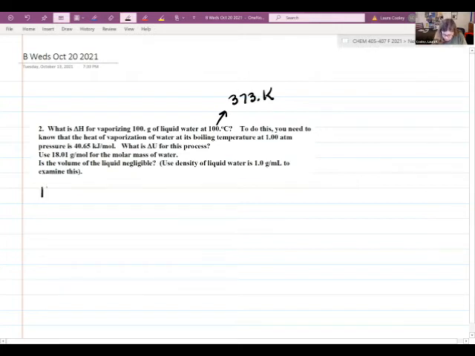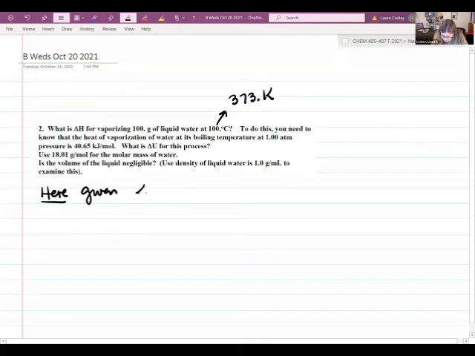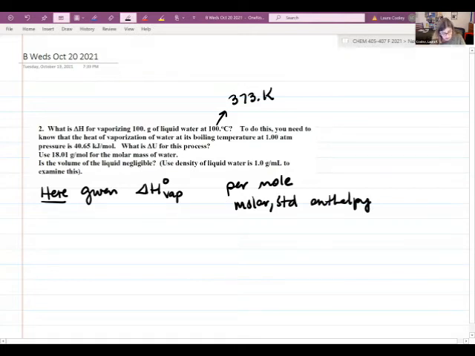Okay, so in the first problem, we were given stuff that would allow us to figure out delta U. We were given the C and the delta T. Here, we're given the delta H zero, the heat of vaporization. This is per mole. So this is for 1 mole of water, not for 100 grams, okay? So this is the molar standard enthalpy. We'll talk about what these standard enthalpies are next week. Standard enthalpy of vaporization of water, and it's to vaporize at the boiling point.